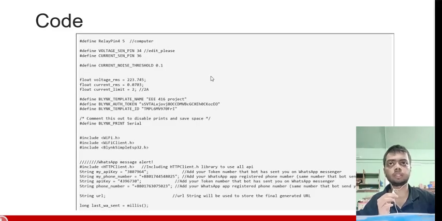Here is the code for our Blynk interface. We have got a template name and authentication token from the Blynk console. We have defined them in our code. We have also defined the voltage sensor pin and current sensor pin through which we can get the measurement of voltage and current.